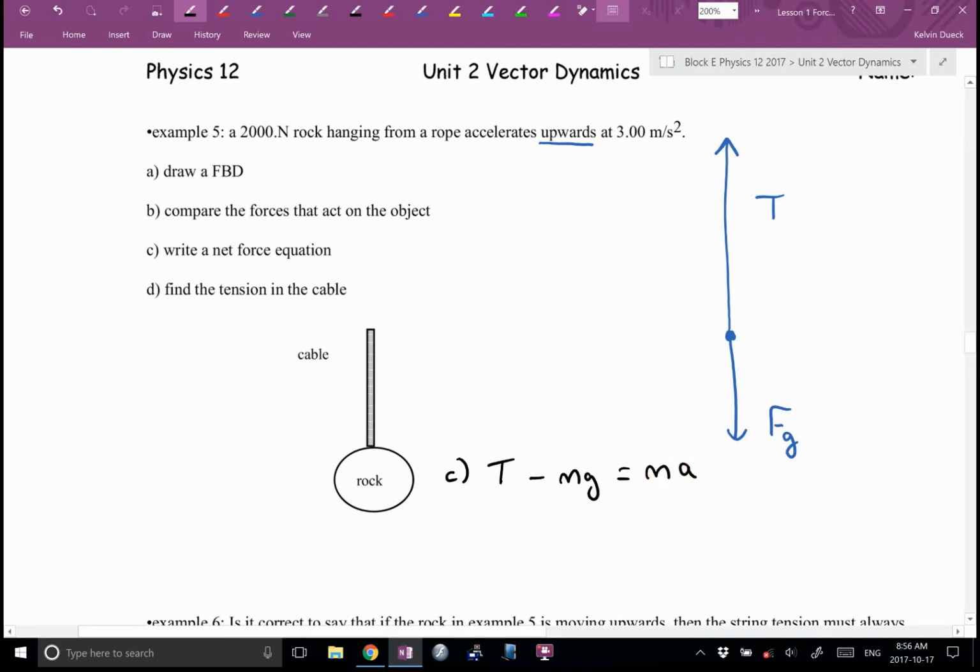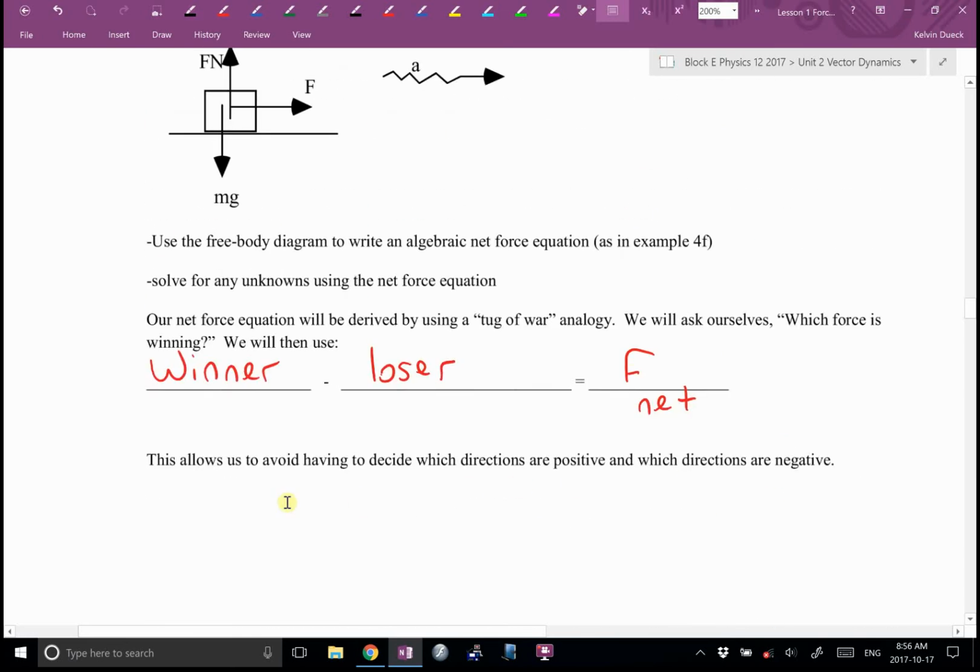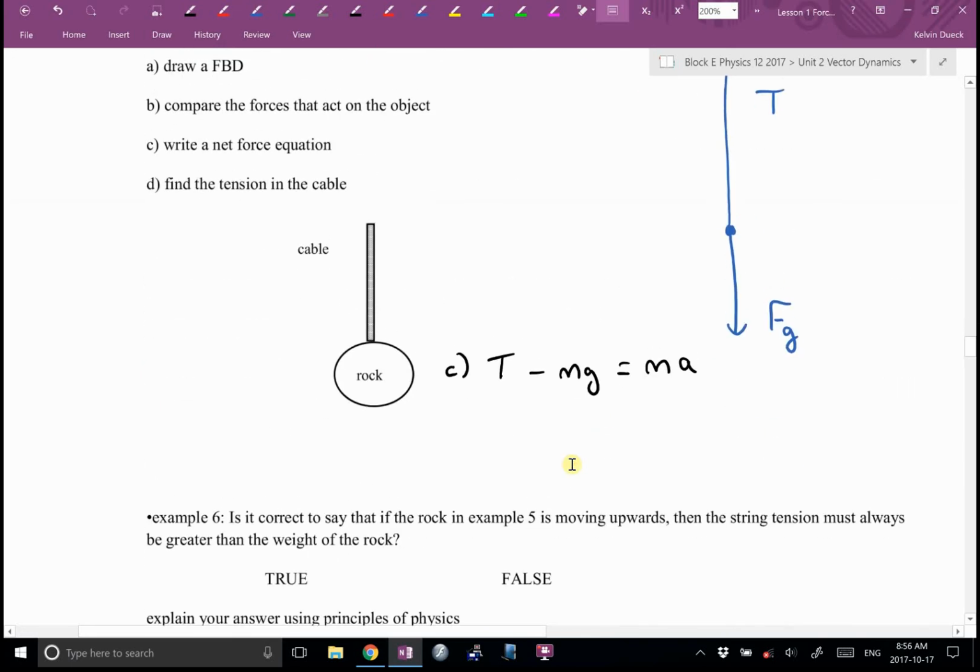Okay. You stay on that page. I'll go back here. This is exactly what we did. The biggest force minus the smallest force equals the net force. What did D want me to find? How would I get the T by itself? How will I move this minus mg to the other side? Here you go. Tension is going to be ma plus mg.